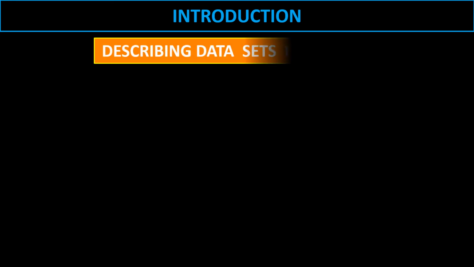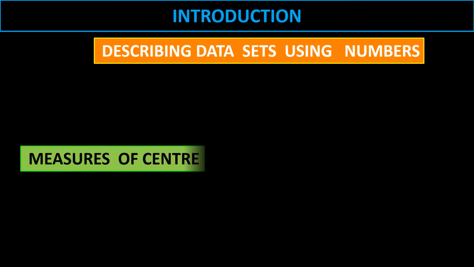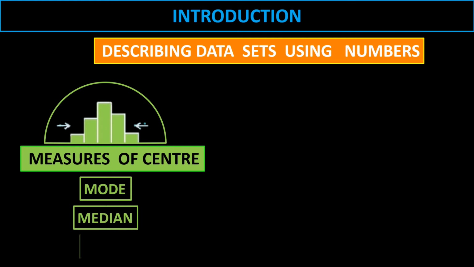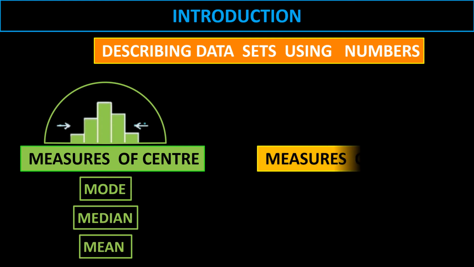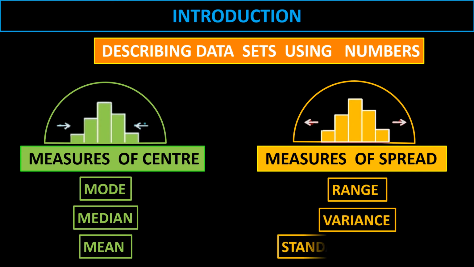Data sets can also be described differently. They can be described using numbers, and there are two ways. We can have the measures of center. In other words, everything is around a particular center, and these are the measures of center: the mode, the median, and the mean. And then we have the measures of dispersion, or the measures of spread, and how the data spread. There are three measures there: the range, the variance, and the standard deviation.